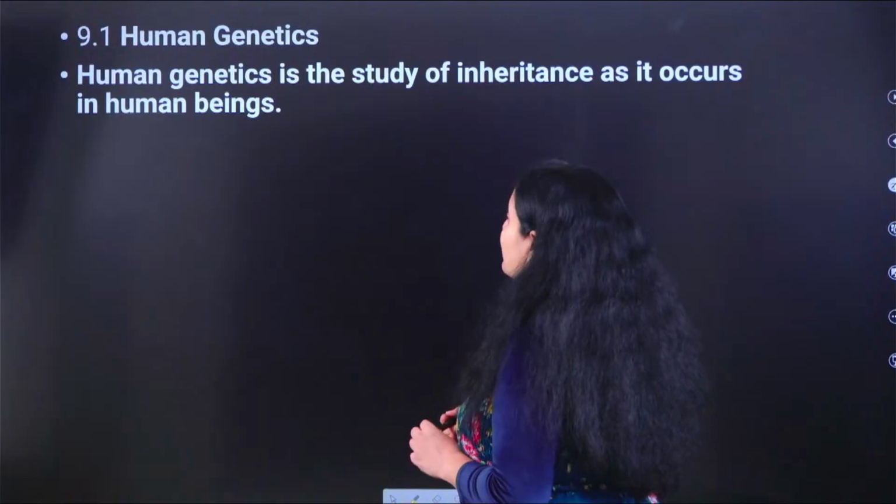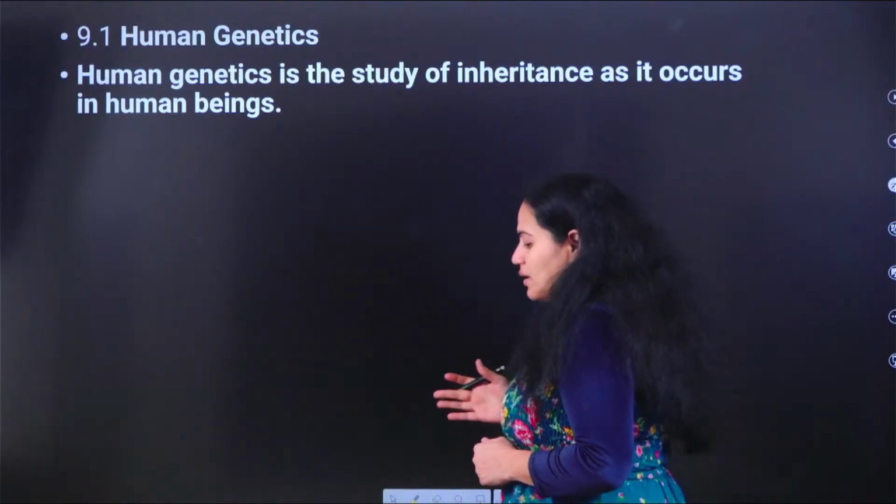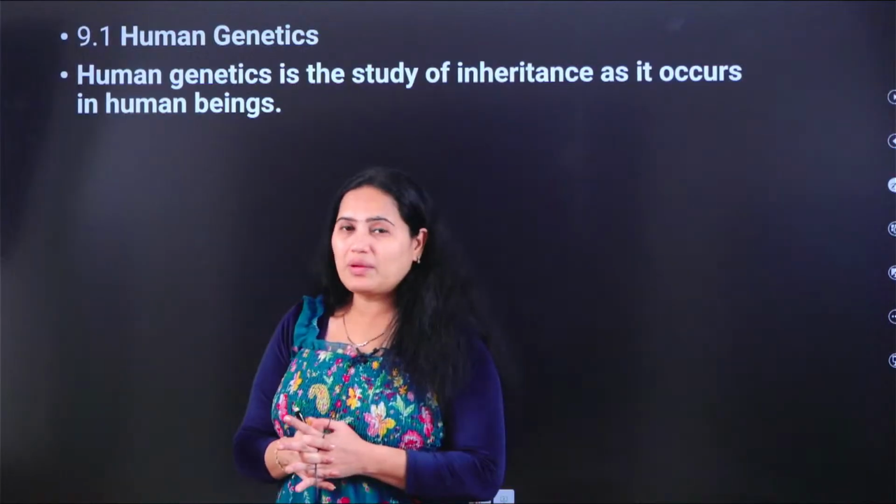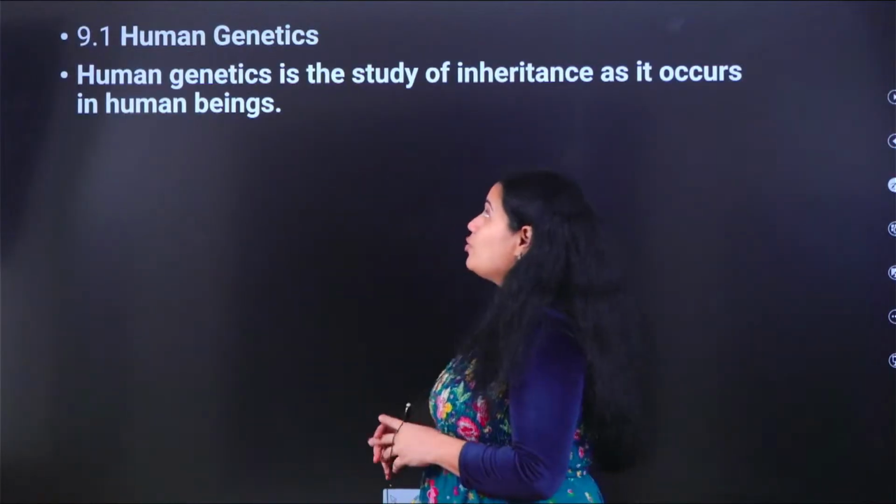And then comes 9.1. So from here, your physical anthropology in paper 1 starts. What is 9.1 talking about? It is talking about human genetics.